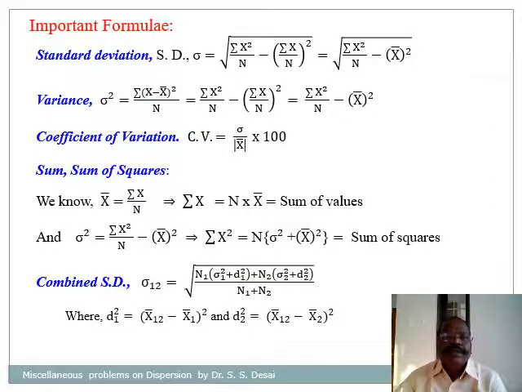important formulae which are useful to solve some critical problems based on dispersion, particularly coefficient of variation CV, then sum of the values is equal to the multiplication of number of observations and mean, and sum of squares of values is equal to the multiplication of number of values into sum of variance plus square of mean, and last one is the formula for combined standard deviation.